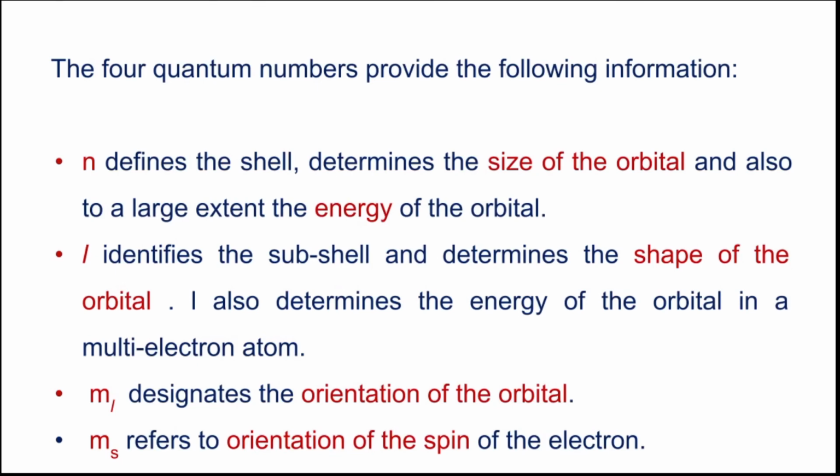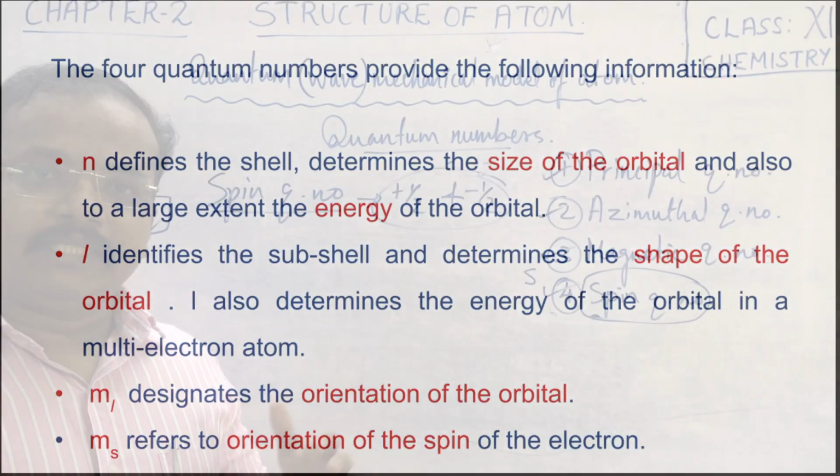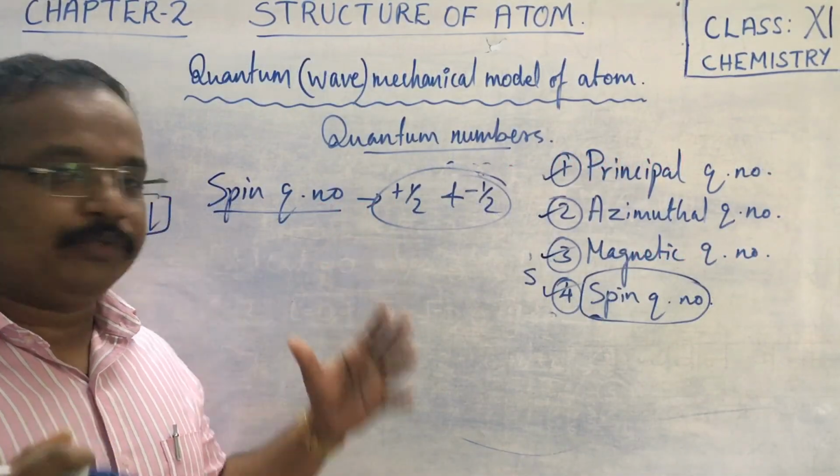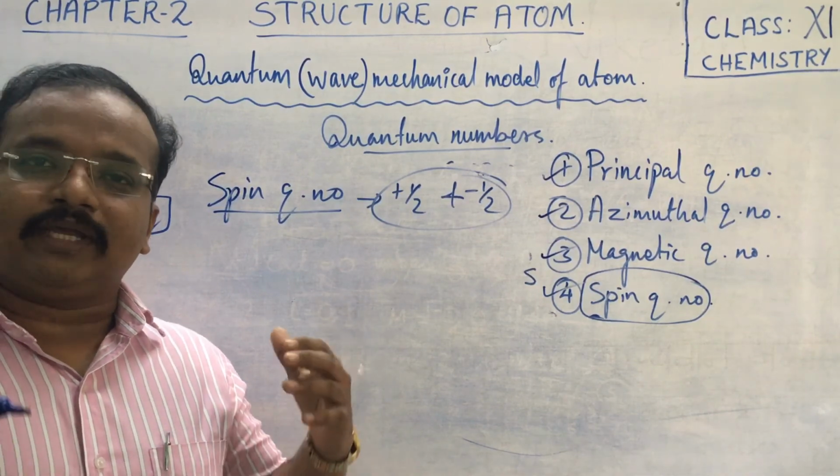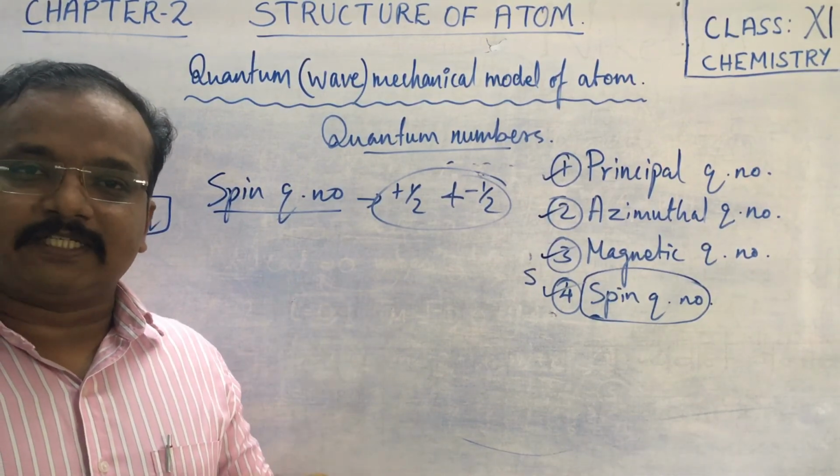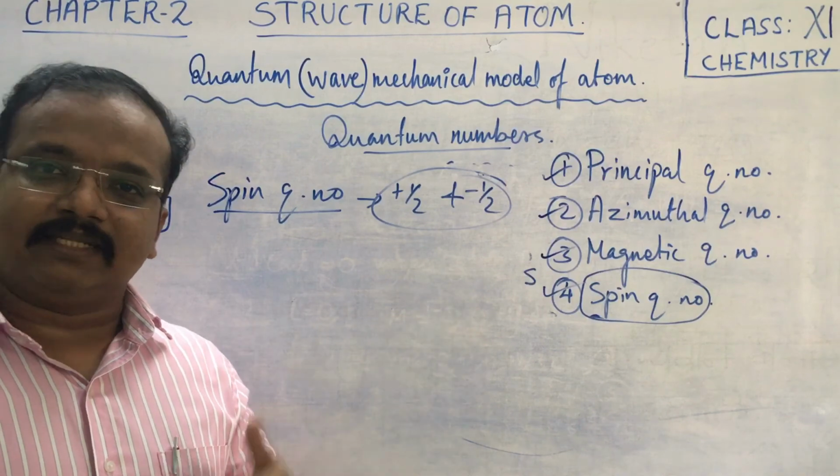ml designates the orientation of the orbital and ms refers to the orientation of the spin of the electron. There are so many things related to these topics. We will be talking about those explanations and all about quantum numbers in the coming module.